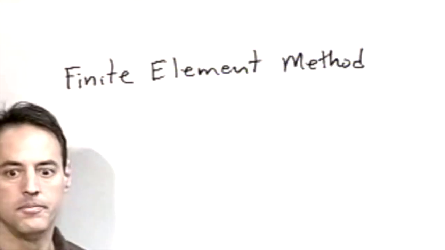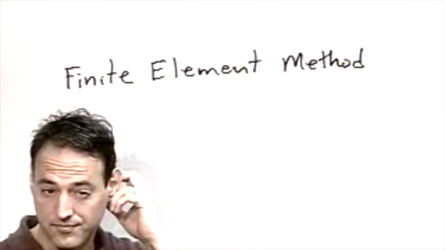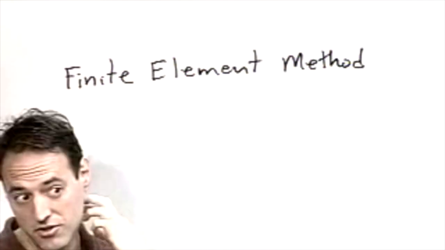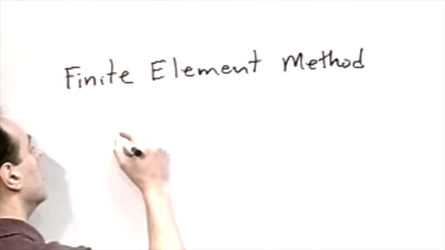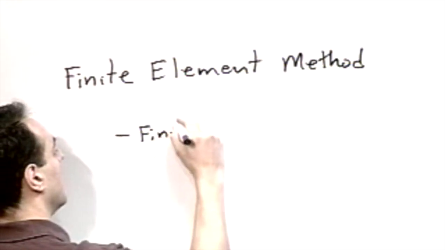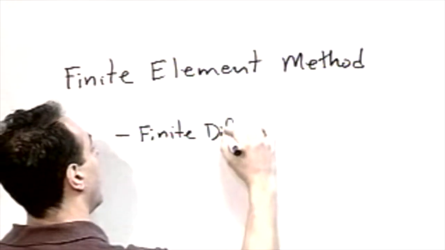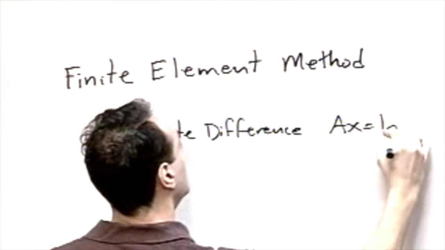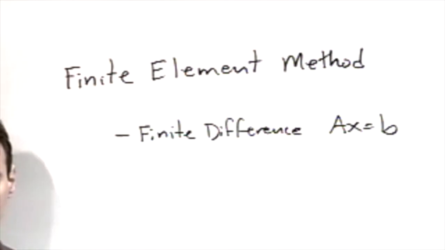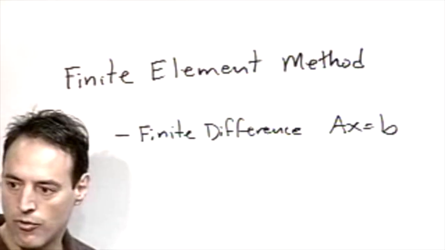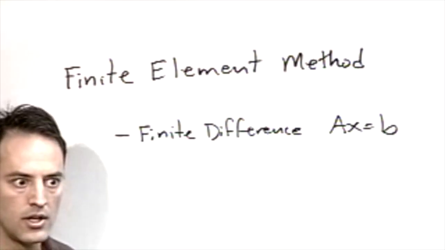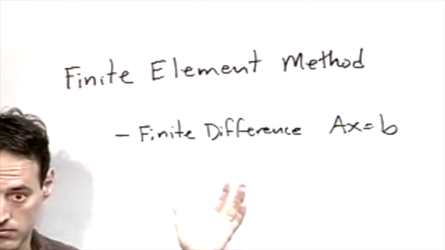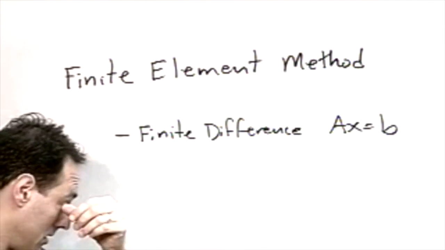What we've done so far is finite difference and spectral. And in finite difference methods, when you do finite difference, your problem always comes down to Ax equal to b, where you discretize, use these slope formulas, build these big matrices. That's what you've got to do for finite difference.